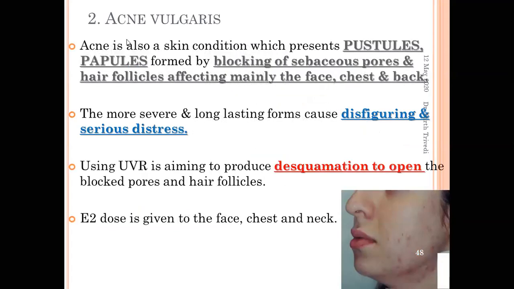Second one is acne. Acne is also a skin condition characterized by papules, pustules, and comedones. Comedones are converted into papules and then pustules. It is a skin condition with the presence of pustules and papules formed by blocking of sebaceous pores. These acne conditions are generally seen on the face and upper back. What is the dosage? E2 dosage is given to the face, chest, and neck. Why do we use it? Because of desquamation. Desquamation is nothing but the healing effect, to get the healing effect.